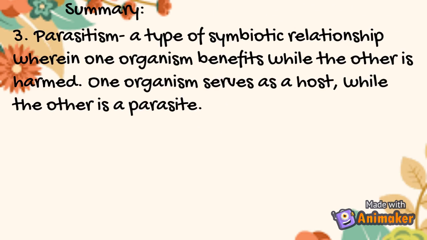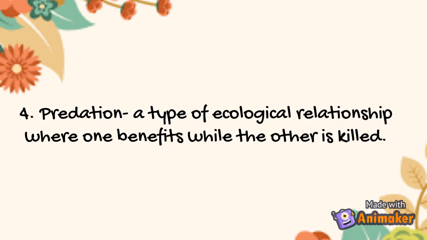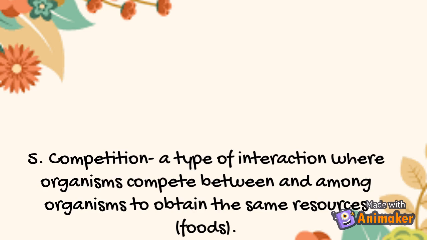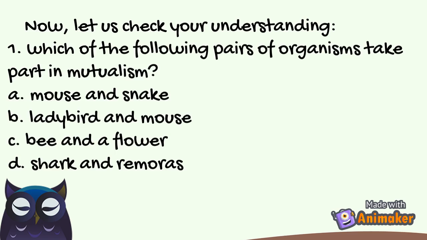3. Parasitism, a type of symbiotic relationship wherein one organism benefits while the other is harmed. One organism serves as a host, while the other is a parasite. 4. Predation, a type of ecological relationship where one benefits while the other is killed. 5. Competition, a type of interaction where organisms compete between and among organisms to obtain the same resources, the foods.